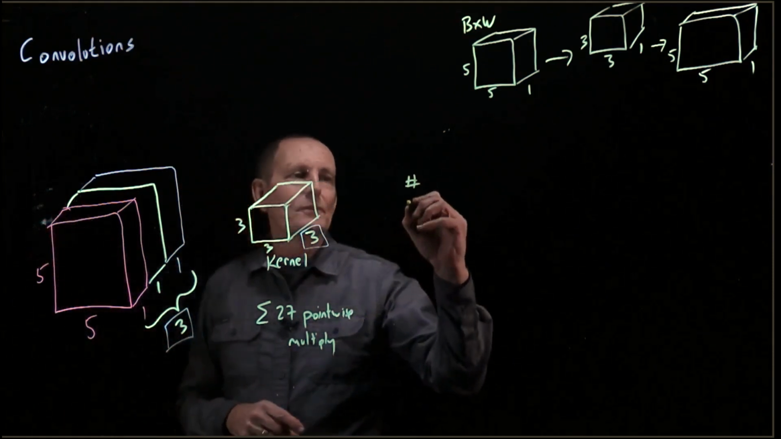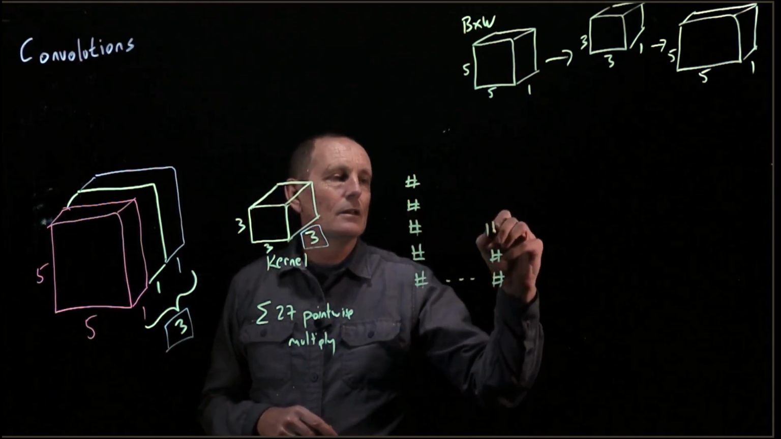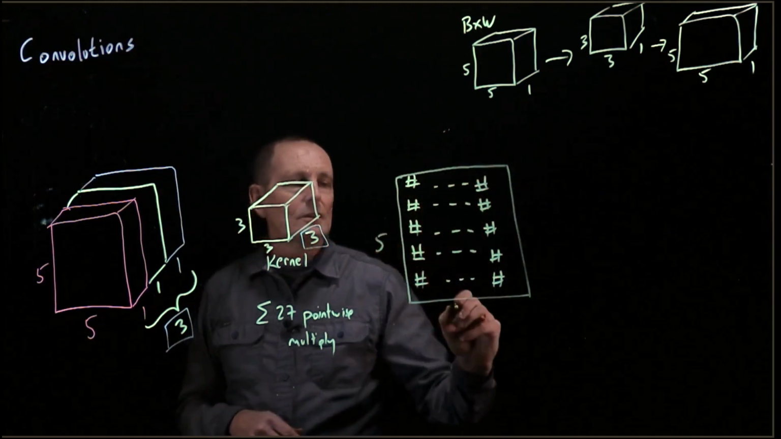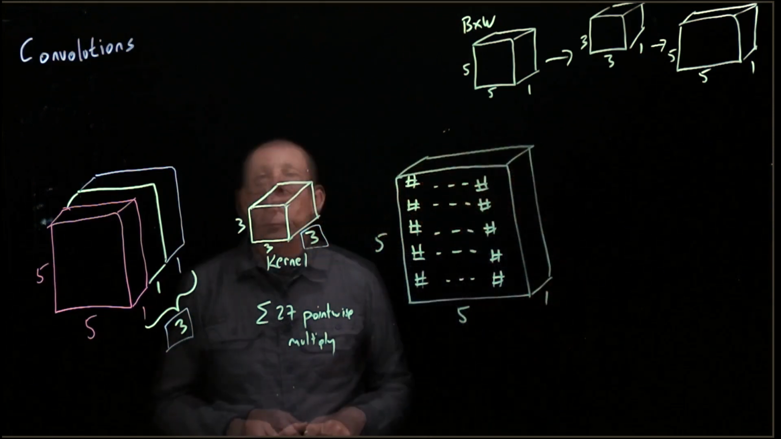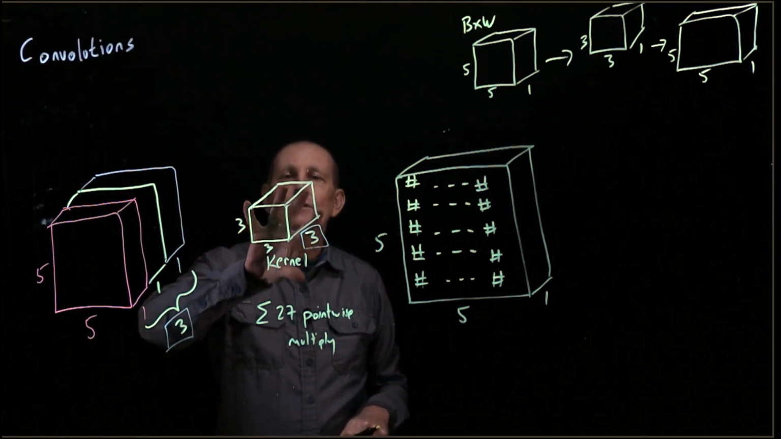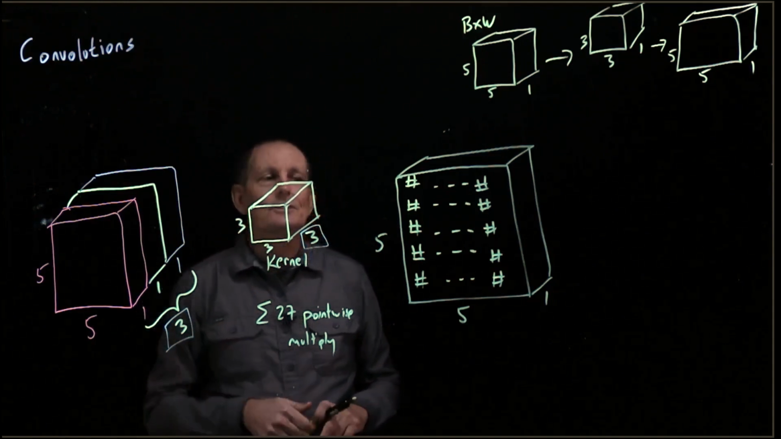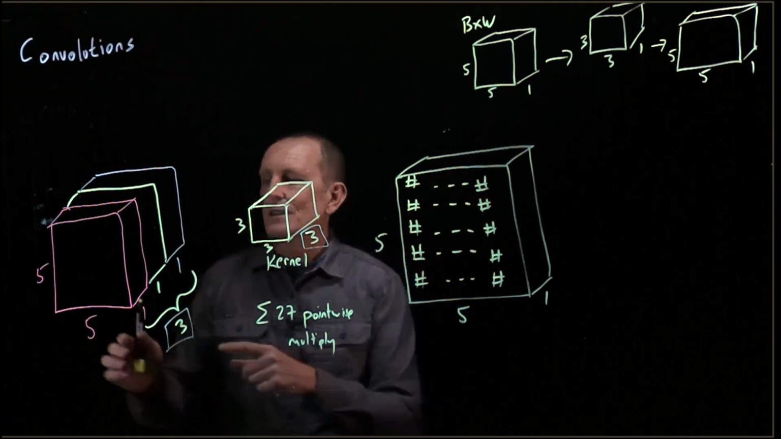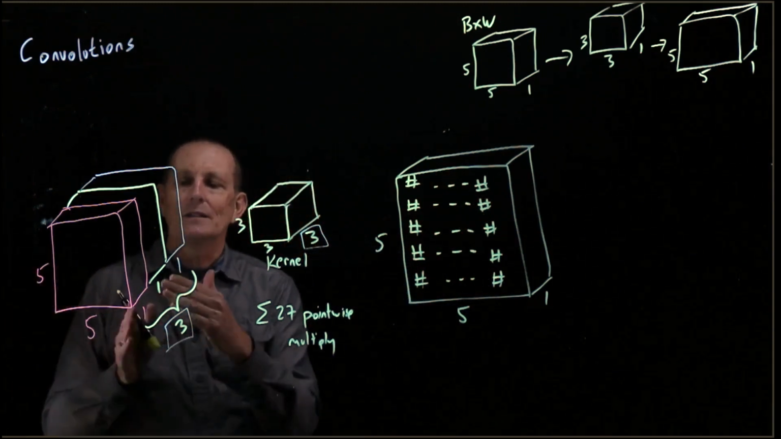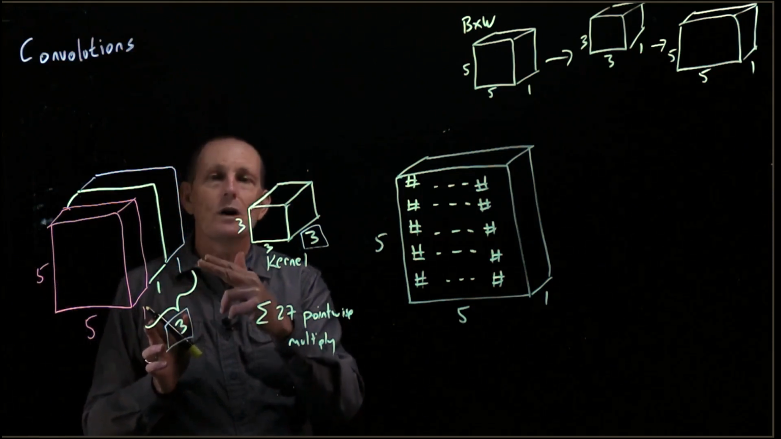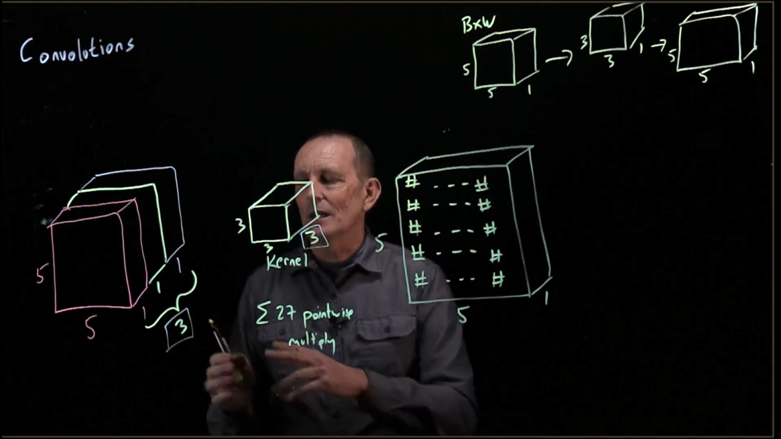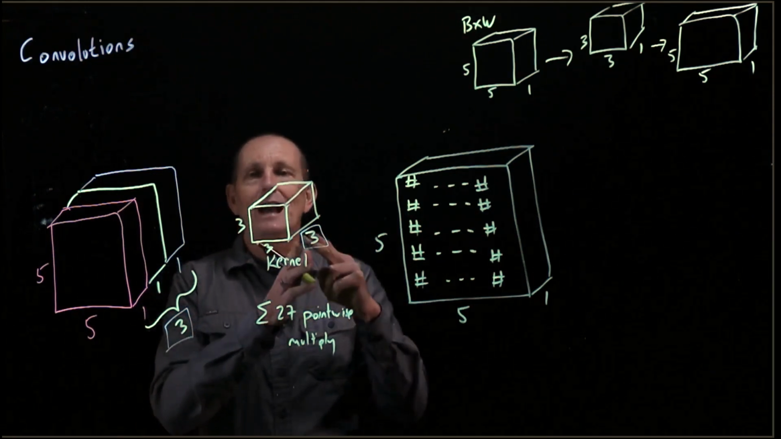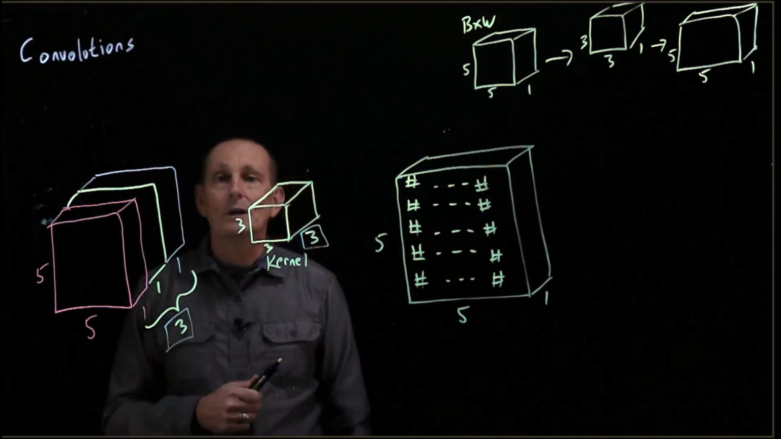And then we move it and do the same thing, so we end up with 25 numbers, a 5x5x1. That is important. Every convolution with a single kernel yields a result which, if it's half padding, has the same width and height, but the depth goes from whatever it was down to 1. And it's important to realize that whatever the depth of the incoming data is, the kernel has to be that deep.